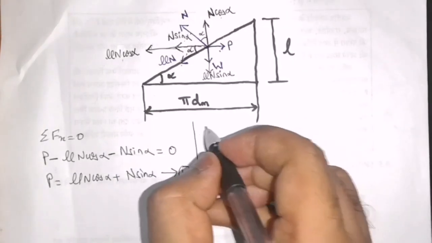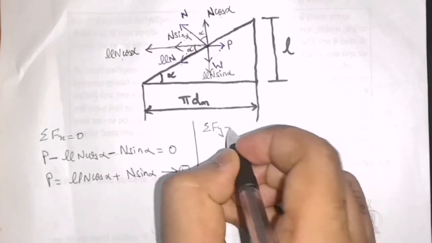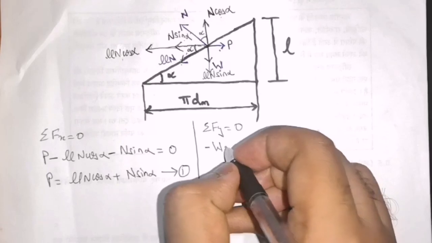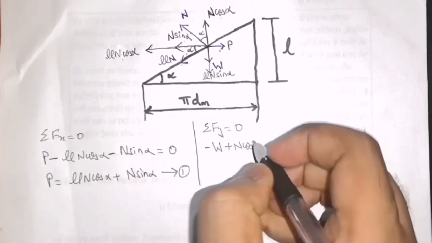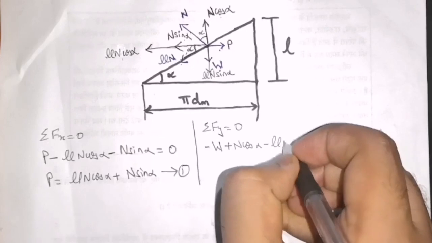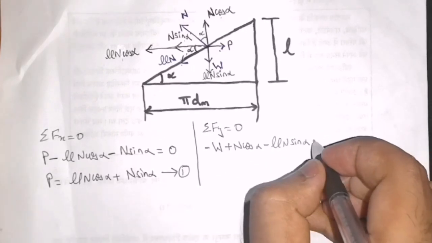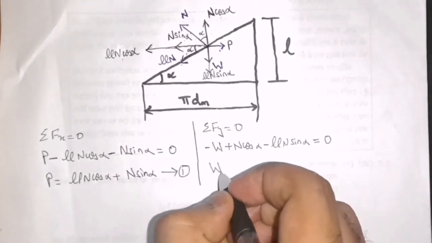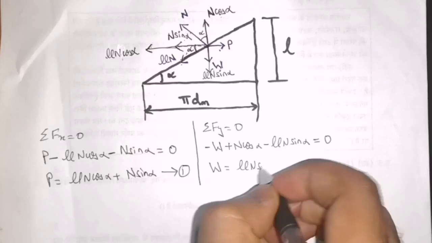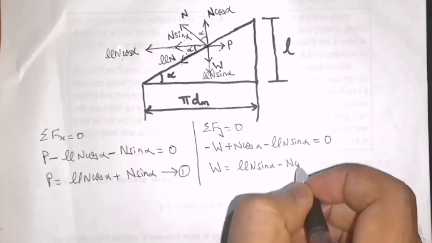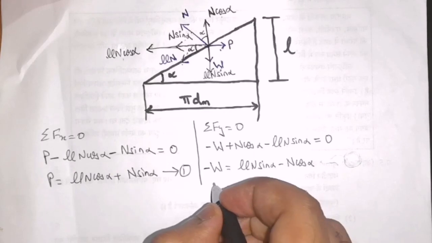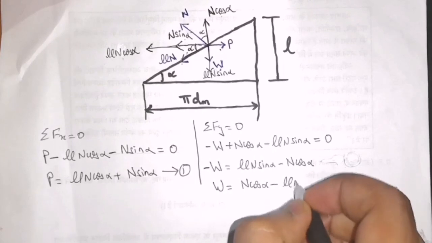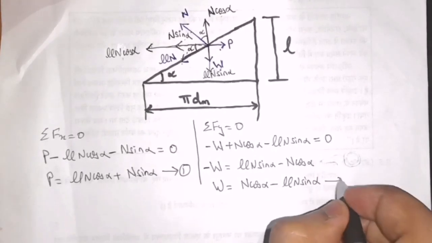Next condition of equilibrium is summation of Fy should be 0. This W going downside, so it will be minus W plus N cos alpha minus mu N sin alpha should be equal to 0. On rearranging this, I can write W is equal to N cos alpha minus mu N sin alpha. Let this be equation number 2.